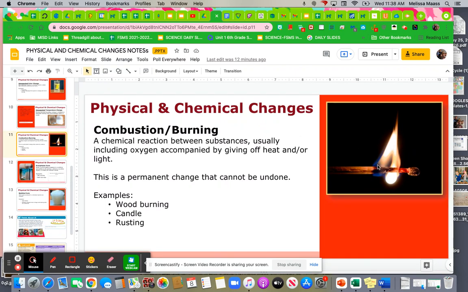So this can't be undone. You can see the wood burning, or if you ever have a fireplace at your home, that wood really can't be reused if you used all of it because it's going to turn into ash. Same thing with the match. For those of you who've ever used a match or seen a match being used, you can really only use it one time.